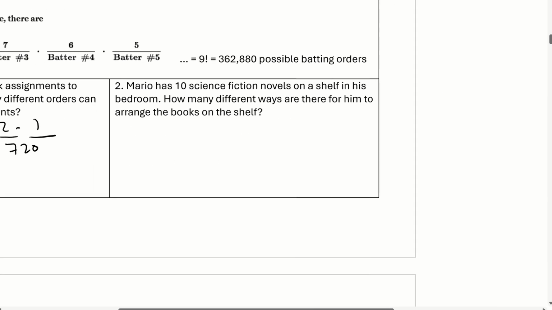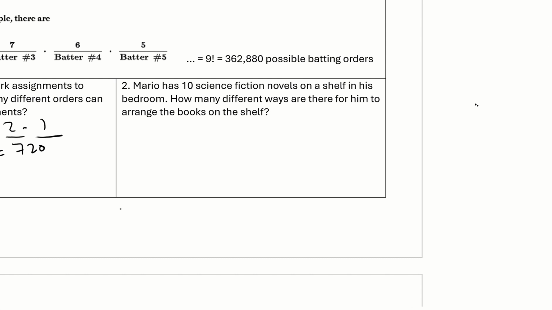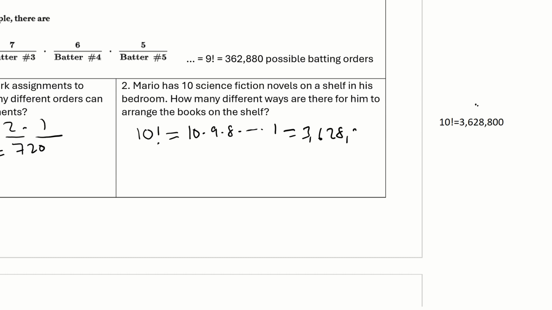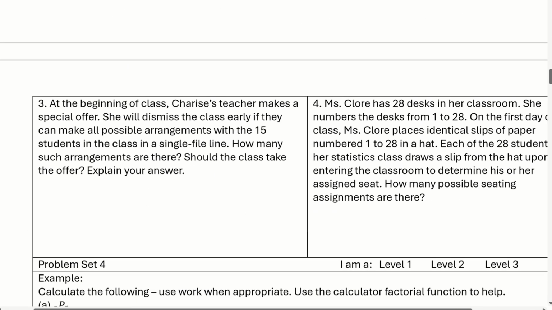All right, number 2, Mario has 10 science fiction novels on a shelf in the bedroom. How many different ways are there for him to arrange the books on the shelf? So again, that's 10 times 9 times 8 all the way to 1, right? So it's 10 factorial, which is 10 times 9 times 8 all the way to 1. Okay, 10 factorial is a large number. Let's calculate it. So we get 3,628,800 possible arrangements of the books on the shelf.